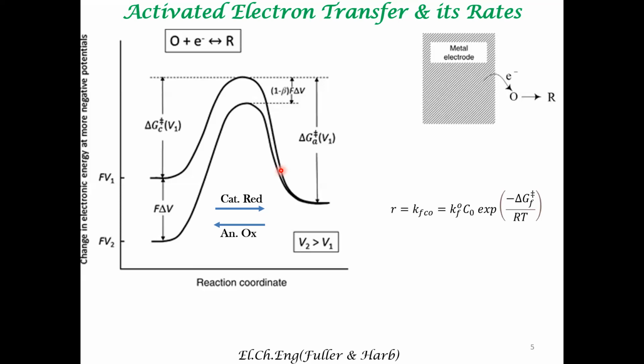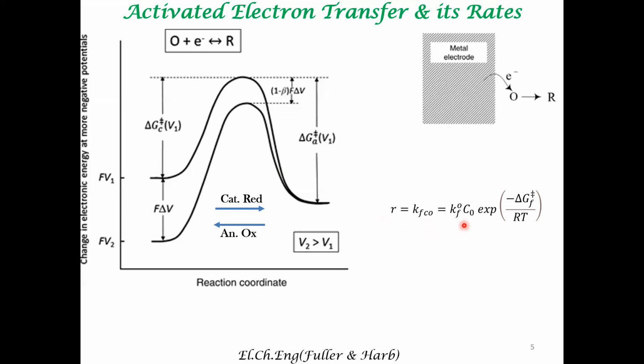The rate of the cathodic reaction is cathodic reduction. It involves transfer of electrons from the electrode to the oxidized species. So that is the forward rate. Okay, rate is indicated here. F indicates forward, cathodic reaction, that is the reduction reaction.